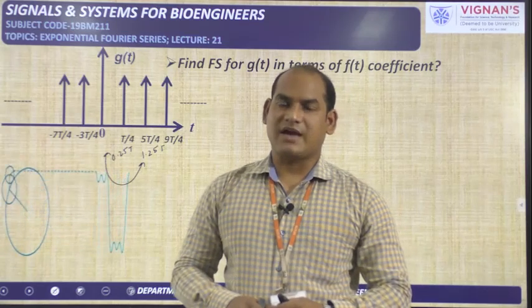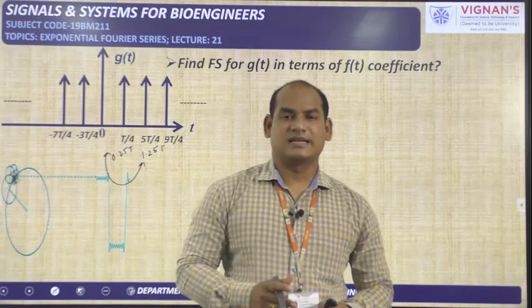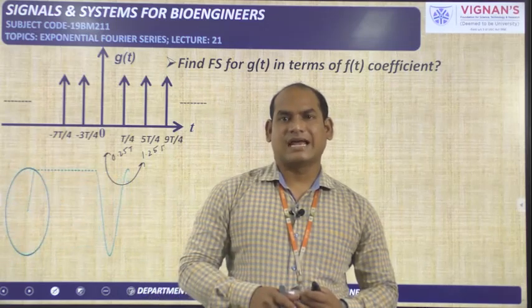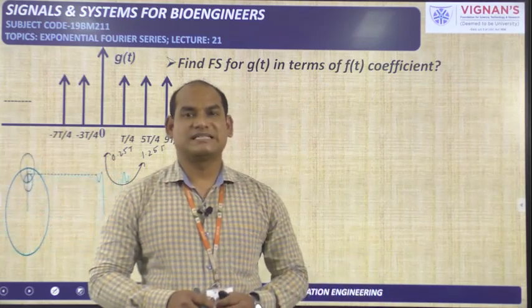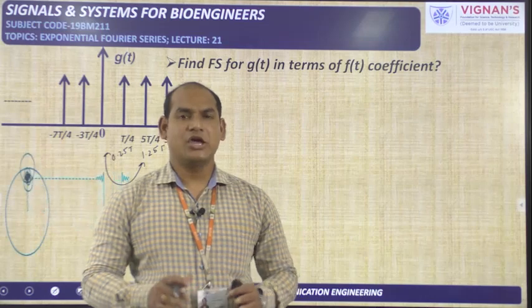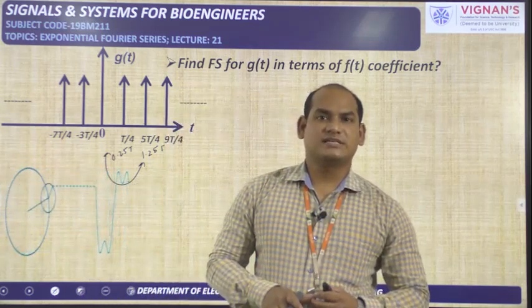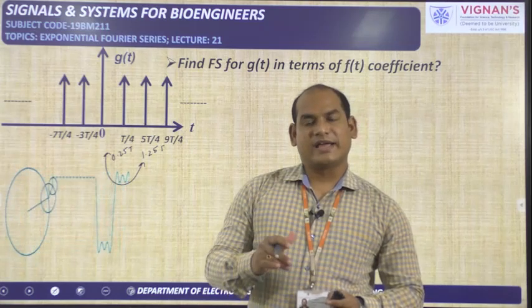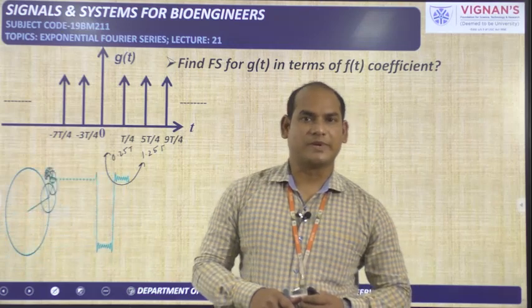Impulse train signal has an infinite number of impulses placed at a certain time difference, and we have taken the successive time difference between two impulses as capital T. So we can say that it is a periodic signal with time period capital T. For that we have calculated the exponential Fourier series coefficient Cn, and we got 1 by T.